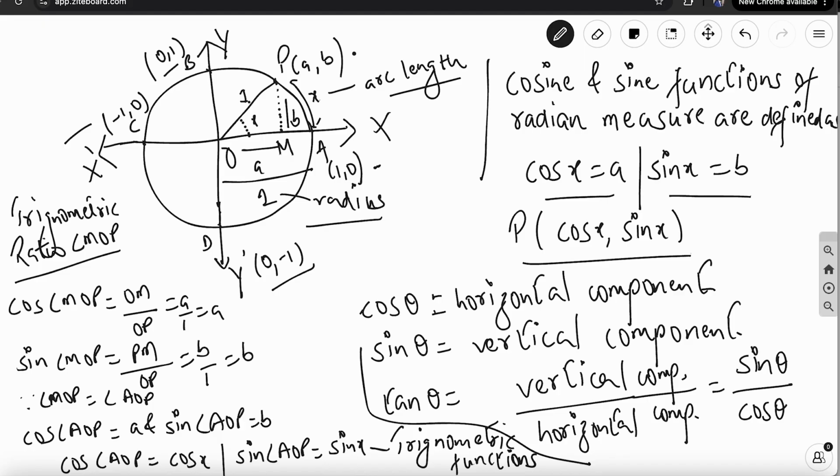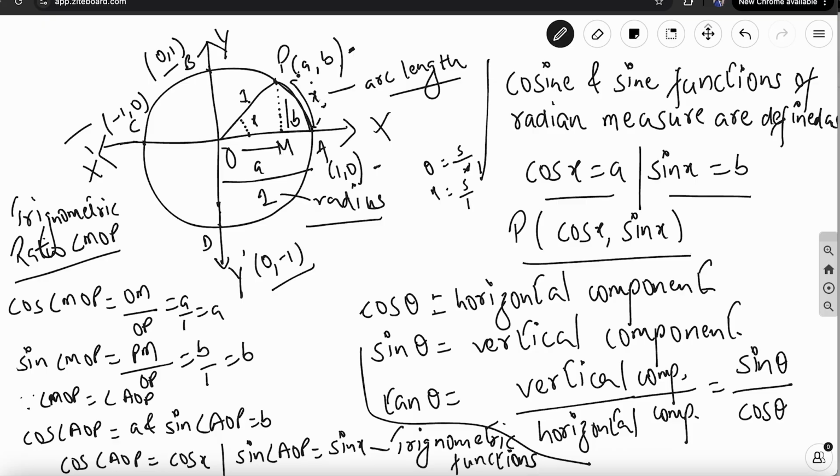Now I have taken a point P on the circle here, the coordinates of which are a and b. a is the horizontal coordinate of P and b is the vertical coordinate of P. I have here an angle of x radians, and we know that radian is basically the arc length upon the radius. So radius here is 1 and the angle is x, so we can say the arc length is basically x. So this arc length here is equal to x.